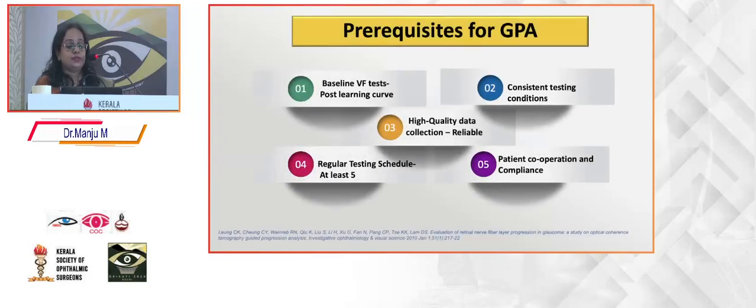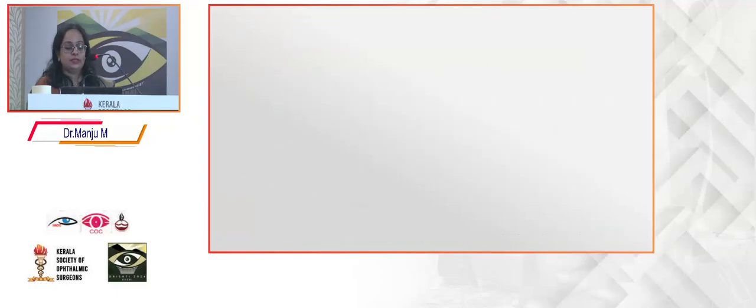So there are many prerequisites for the guided progression analysis, which are almost similar to those of the OCT analysis. There should be a baseline visual field test, and preferably it should be post-learning curve. The patient can have some learning curve, so if the baseline reports are post the learning curve, it's better. And there should be consistent testing conditions. If you are testing the patient in one condition, all the fields should be tested in the same condition. The data should be very reliable, and there should be a regular testing schedule, at least 5 tests within 2 years if possible, and patient cooperation and compliance is very important in this case.